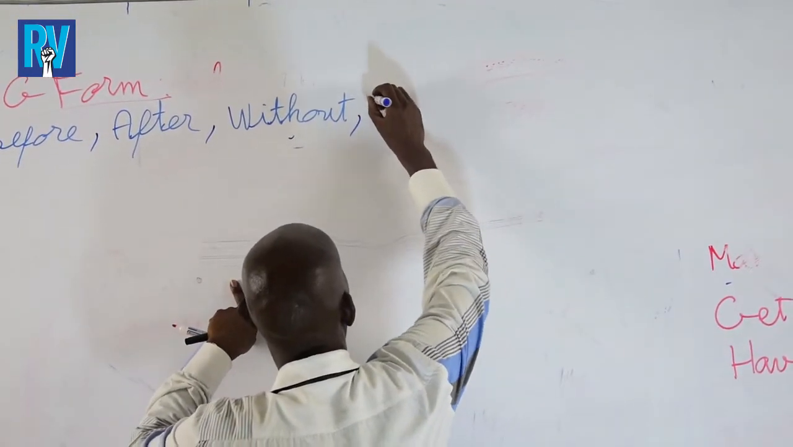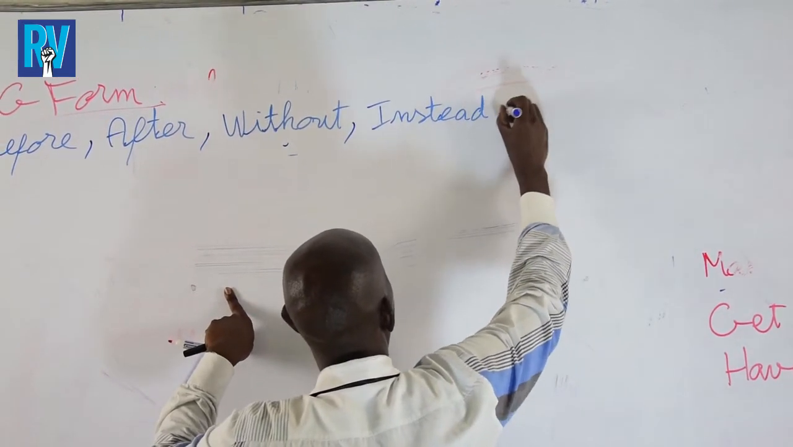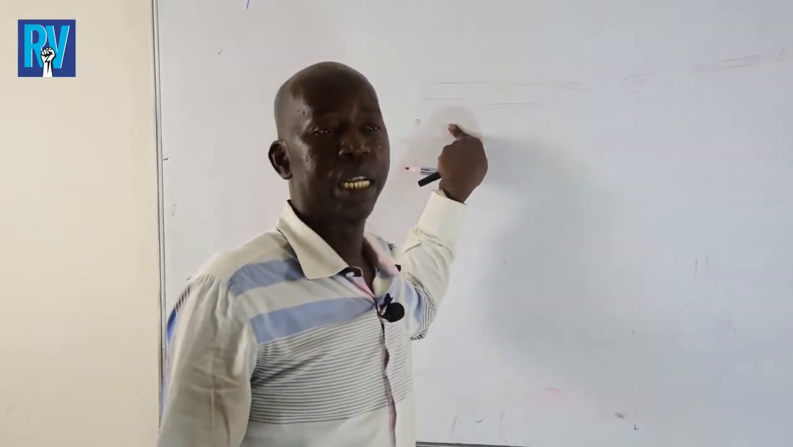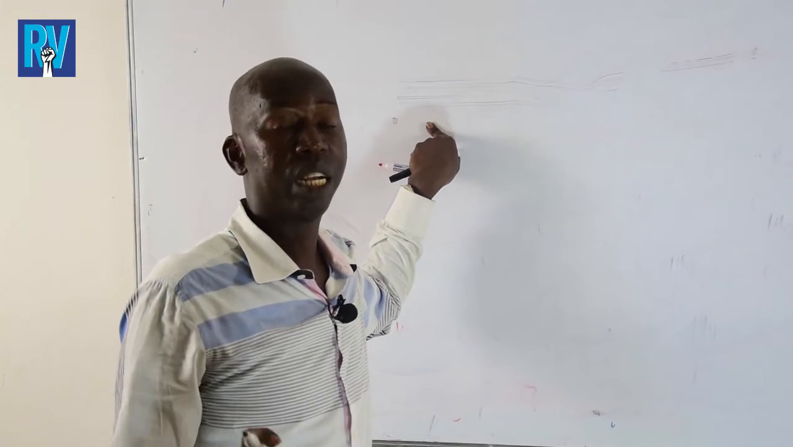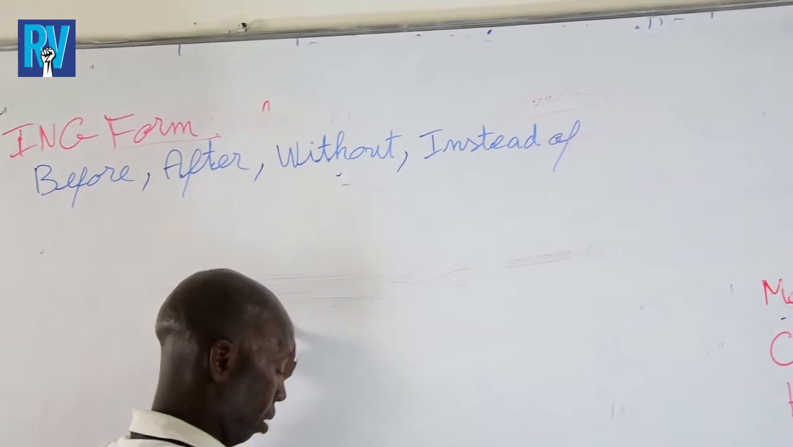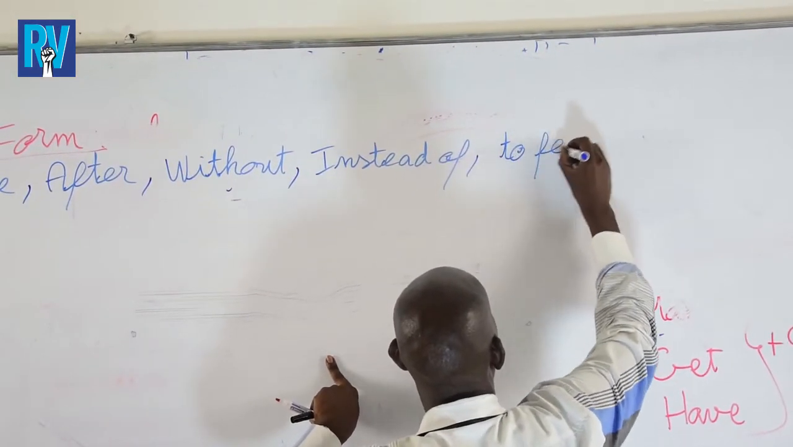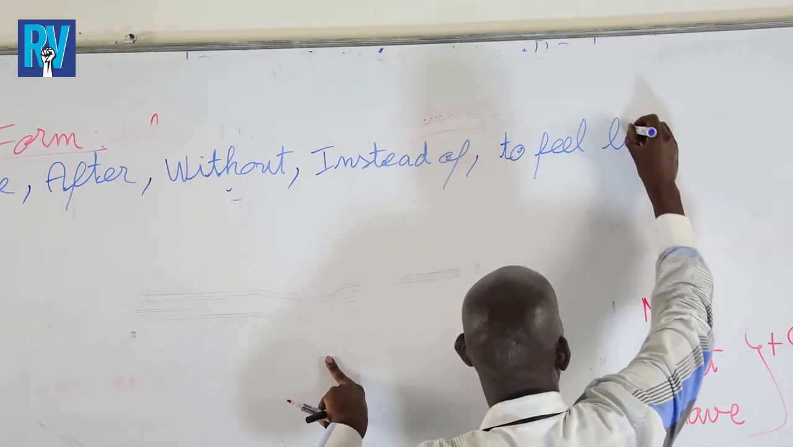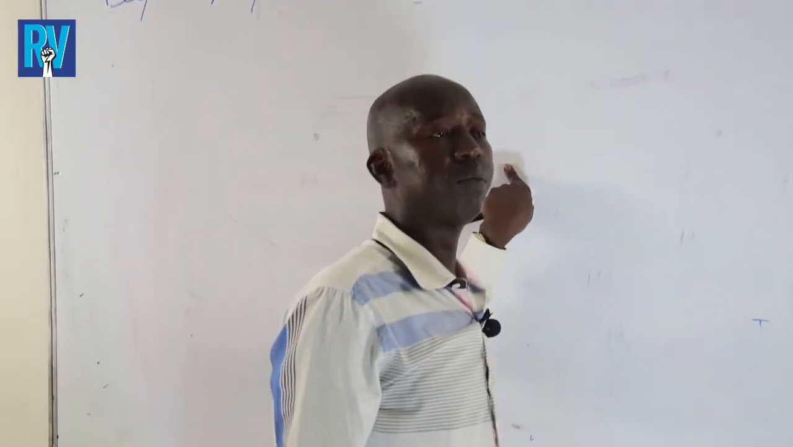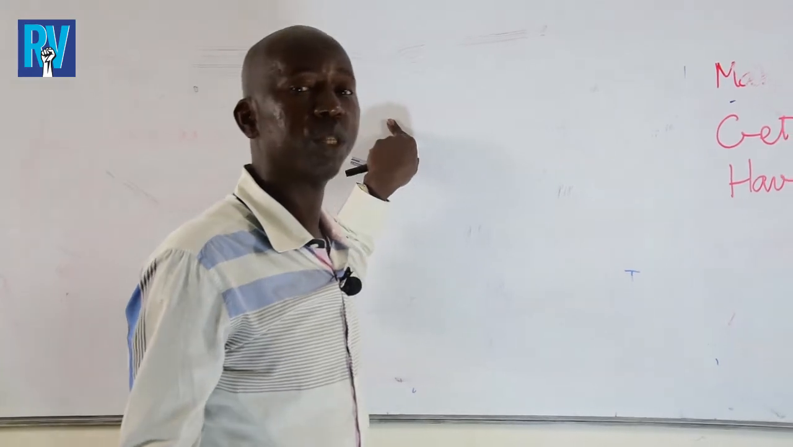I have instead of, au lieu de. Instead of. Learn your lesson instead of watching TV. Instead of watching. Le verbe qui suit prend la forme ing. To feel like, avoir envie de. Le verbe qui suit prend la forme ing. I feel like drinking tea. J'ai envie de boire du thé. I feel like eating chicken. J'ai envie de manger du poulet.